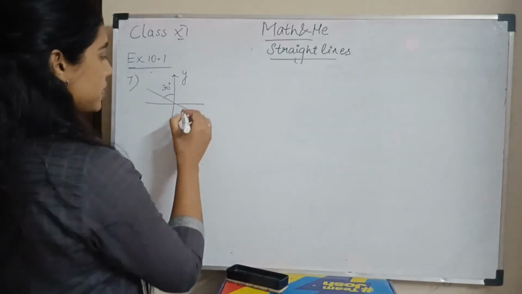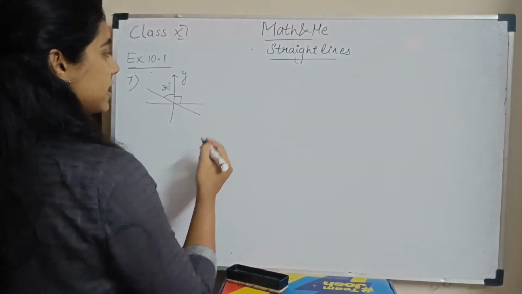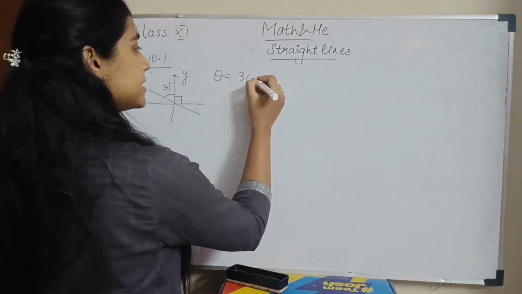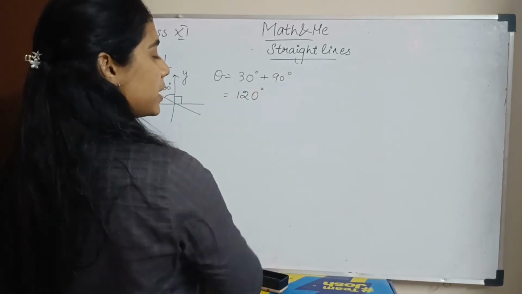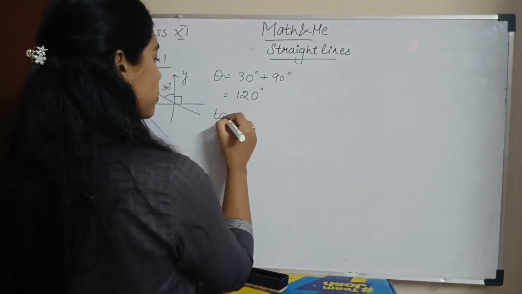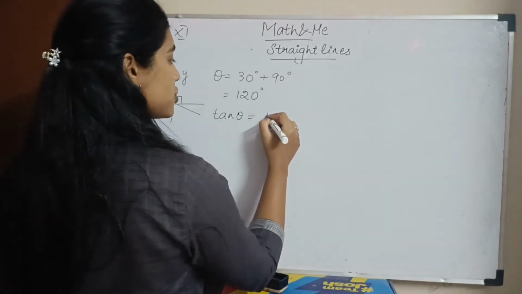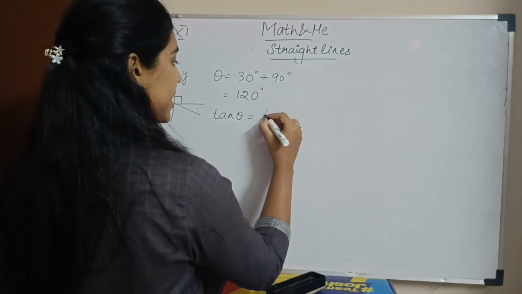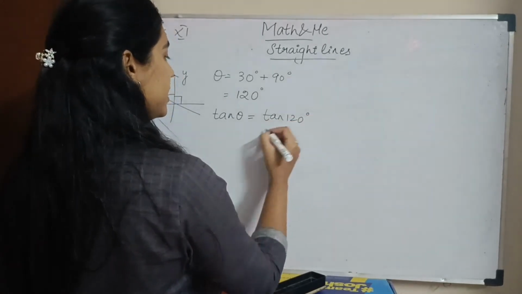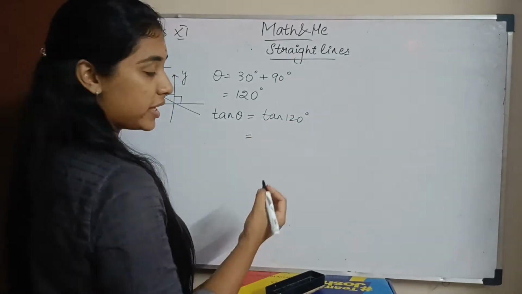So what is the slope of the line? This angle is 90 degrees. So the whole theta is 30 degrees plus 90 degrees, which is equal to 120 degrees. So what is the slope of a line? Tan theta, which is equal to tan 120 degrees.